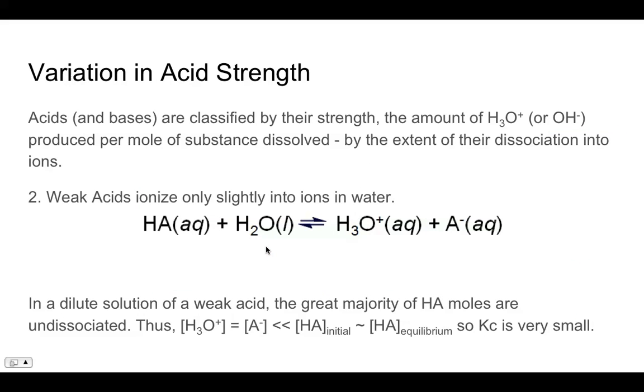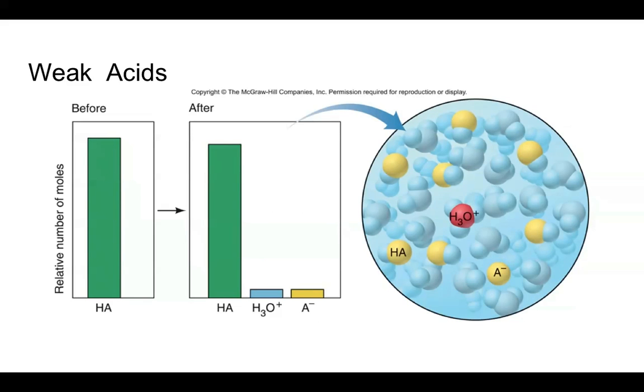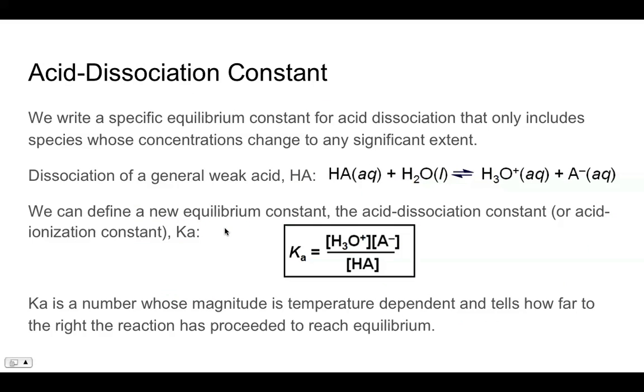For weak acids, they only ionize slightly into ions in water, which creates an equilibrium. That's why you're going to see a double arrow used, and we'll get into that calculation as we move forward. You can see from the graphic that just a little bit, once placed into water, is actually going to ionize into hydronium.